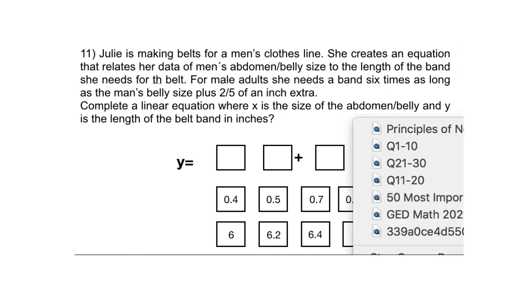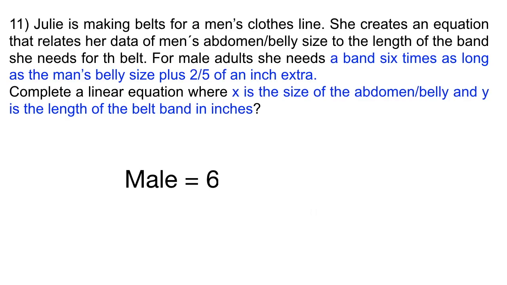All right, so it tells us Julie is making belts for a men's clothesline. She creates an equation that relates her data of men's abdomen belly size to the length of the band she needs for the belt. For male adults, she needs a band 6 times as long as the man's belly size plus 2/5 of an inch. And then the question asks you to complete a linear equation where x is the size of the abdomen belly and y is the length of the belt band in inches.